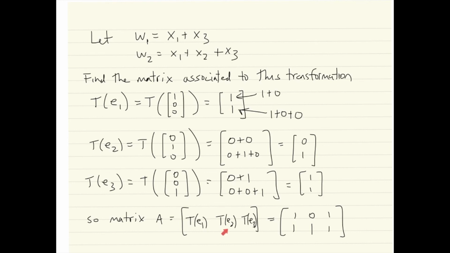Now our second column is going to be the image of E2 under the transformation, and that's computed in this line here in the same way. Doing the arithmetic, we get (0, 1), and then (1, 1) as the image of E3. And so that's our third column and second column. And so here's our answer for the matrix associated to this transformation: it's this matrix.